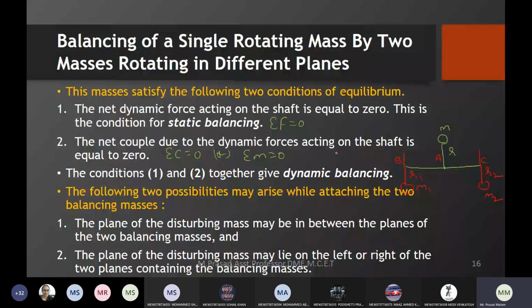Similarly, the second case is the plane of disturbing mass may lie on the left or right side of the two planes containing the balancing masses. How can we solve this one? We have one disturbing mass, and that disturbing mass is located on either the left side or the right side. Let me use one more slide.